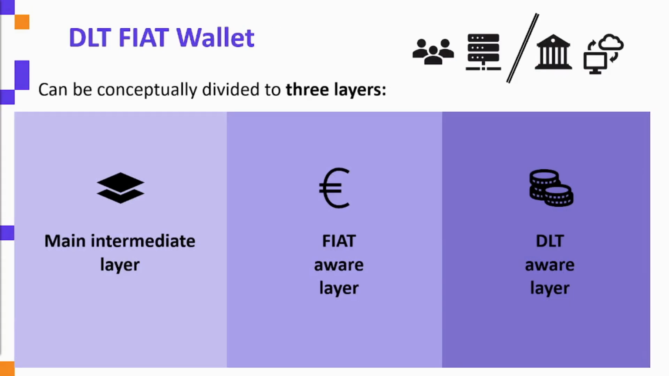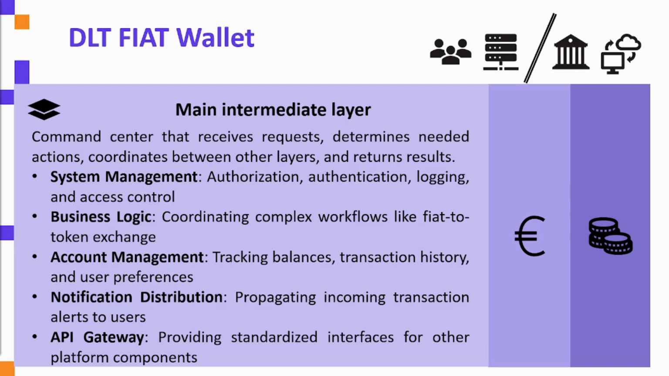The PISTIS DLT-FIAT wallet can be conceptually divided into three layers: the main intermediate layer, the fiat-aware layer, and the DLT-aware layer. The main intermediate layer is the entry point to the component, the interface through which all other PISTIS bundles and components communicate. Its responsibilities are as follows: authorization, authentication, logging, and access control; coordinating complex workflows like fiat to token exchange; tracking balances, transaction history, and user preferences; propagating incoming transaction alerts to users; and providing standardized interfaces for other platform components. You can think of it as the command center that receives requests, determines what actions are needed, coordinates between the other layers, and returns results.